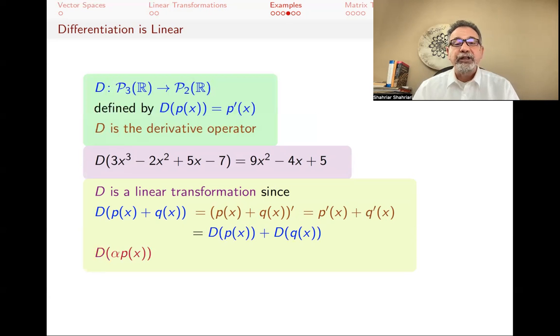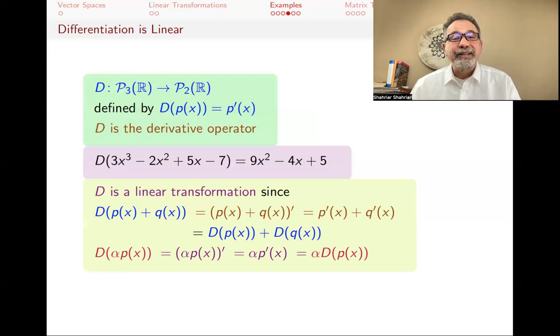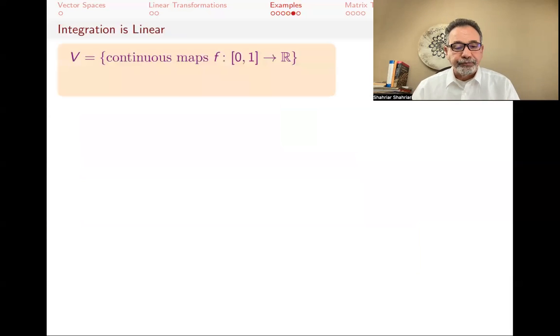What about scalar multiplication? Well, what's the derivative of alpha p(x)? When you have a constant times something, the constant comes right out. You get alpha times the derivative of the rest, and this is exactly alpha times d of p(x). So the derivative is a linear transformation. And the fact that it's a linear transformation is something we've been using all along: when you take the derivative of something times a constant, the constant just comes out and you take the constant times the derivative. And also when you are adding two things and want to take the derivative, you just take the derivative of one plus the other. Now, here's another one about integration.